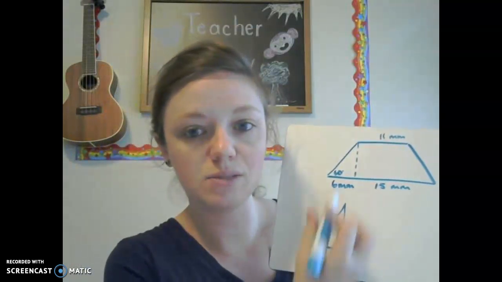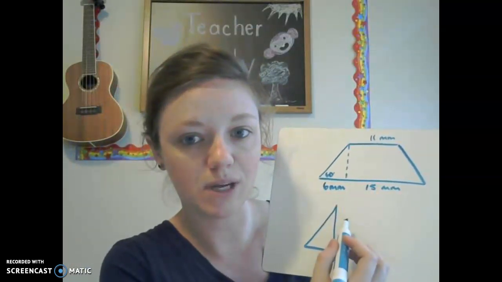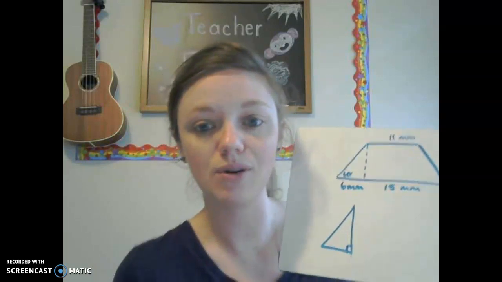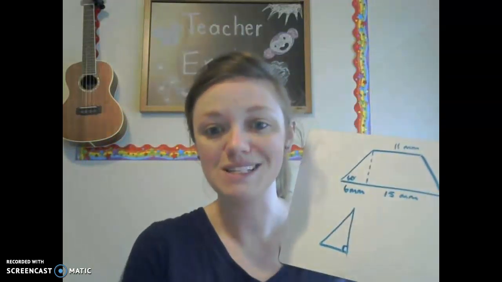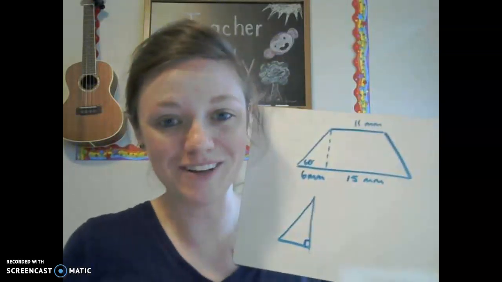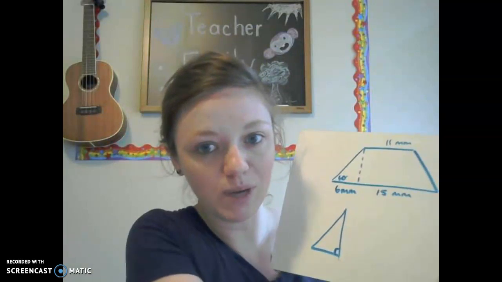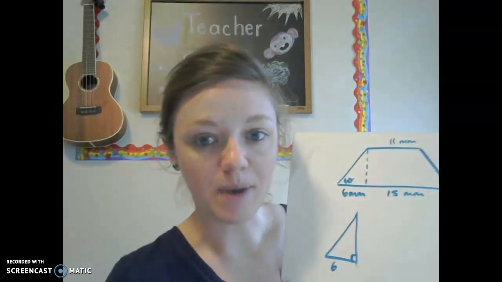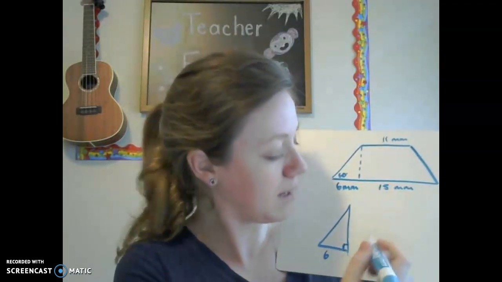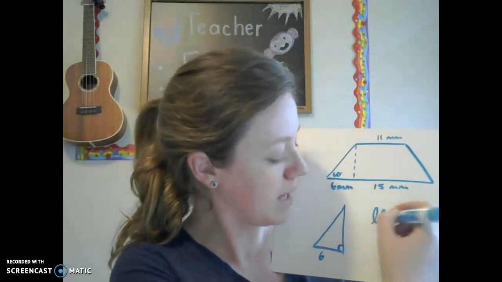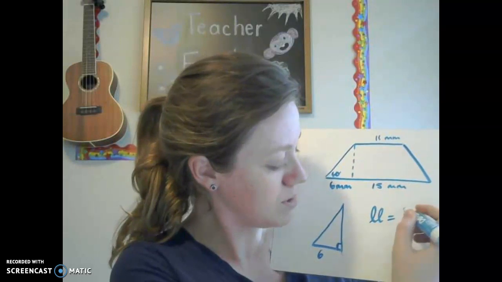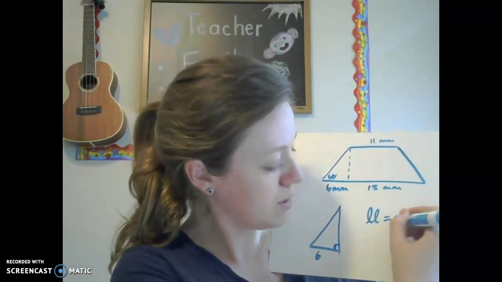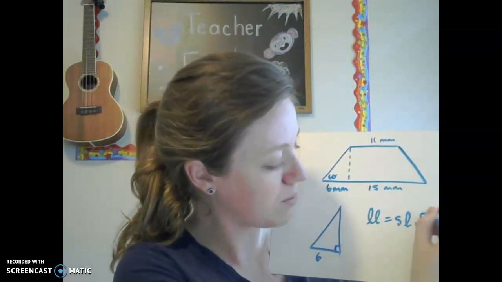It's 90 degrees. We know it's 60 degrees here, so we can assume that this top angle is 30 degrees. So that means it's a 30, 60, 90 degree triangle. So we need to use the formula we keep having to use to solve for this side here. So we know that the bottom is 6. We don't know the hypotenuse and we don't know the long leg. But we do know that the long leg equals the short leg times the square root of 3.